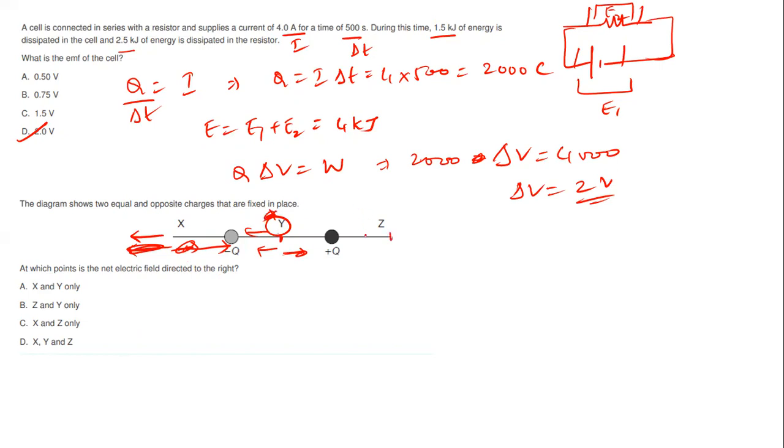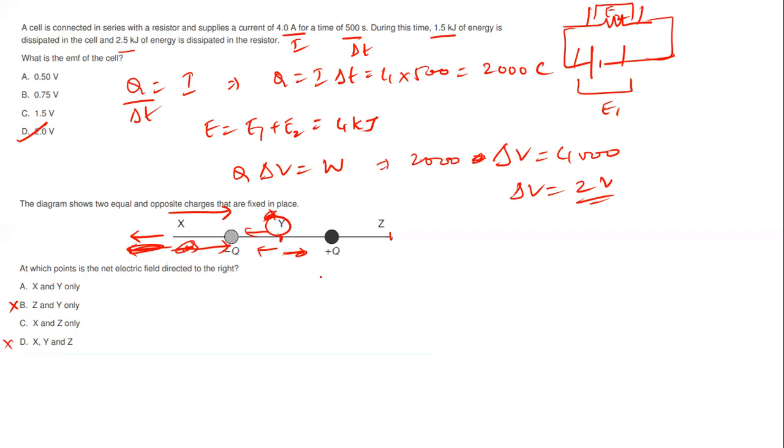Now let us take up this point. We already saw X and Y. Now we are seeing Z over here. So what is the net force here? Net force is in this direction. Looking at the options, this one is definitely incorrect. Z and Y is incorrect because it doesn't have an X. X, Y and Z is also incorrect because along Y it is in the opposite direction.